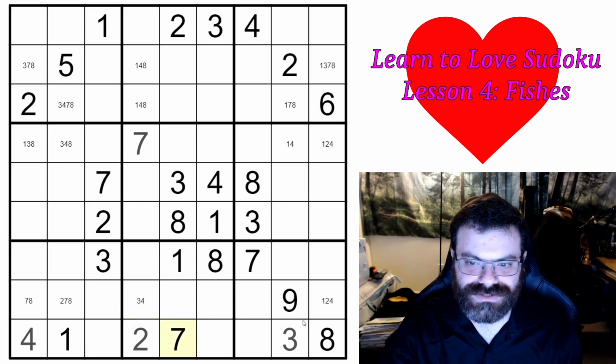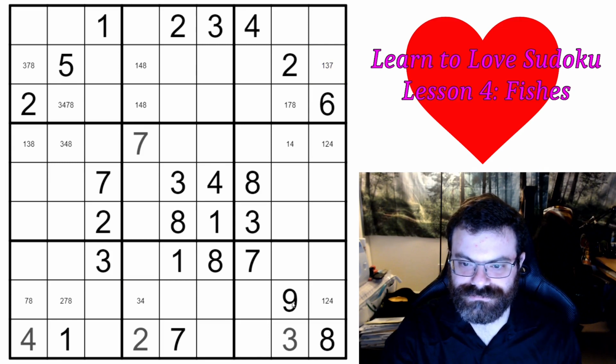Did I miss anything else? 8, yes, this 8 here. Okay. Scanning is always the hardest part of any puzzle, probably.